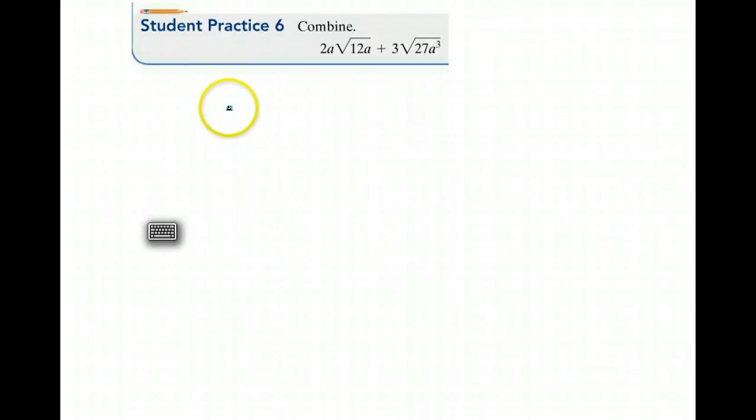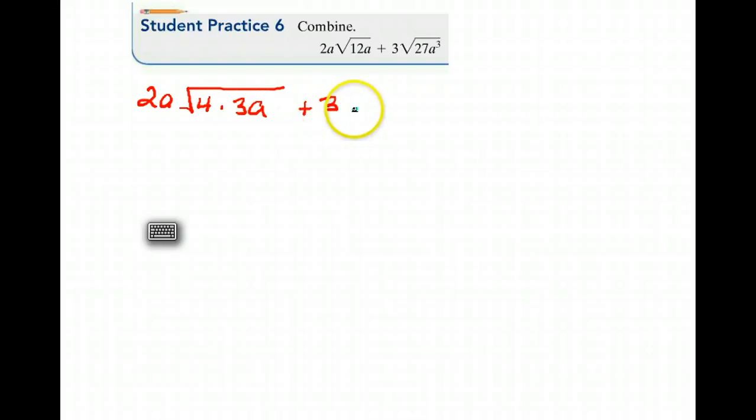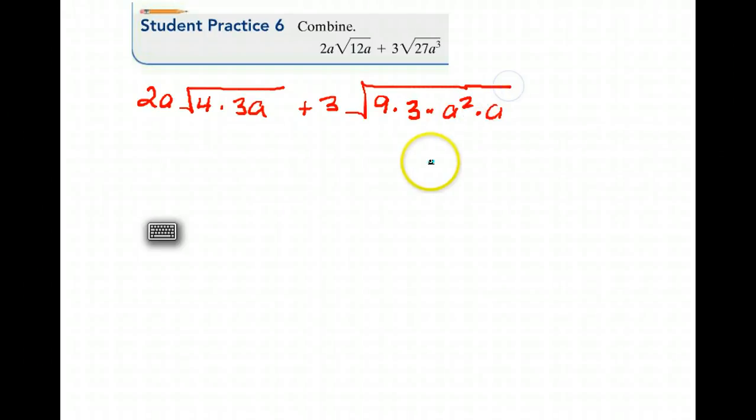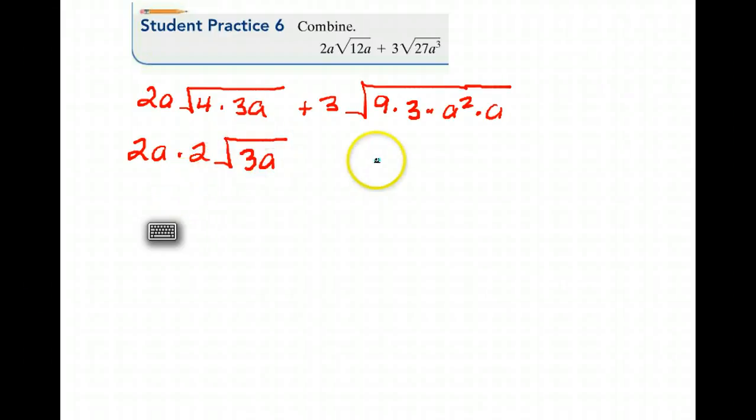Okay, at this point, everybody should have had an opportunity to do this one on their own. So we're going to go ahead and review. We should have 2a times 4 times 3a plus 3 times 9 times 3 times a squared times a, all underneath that radical. Now we're going to evaluate out those square roots. So we're going to have 2a times 2, and that leaves us with 3a underneath the radical.